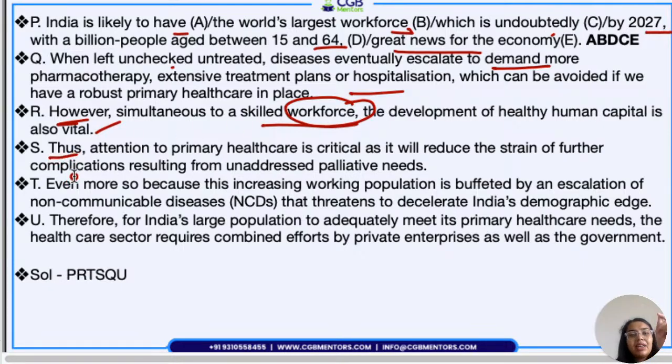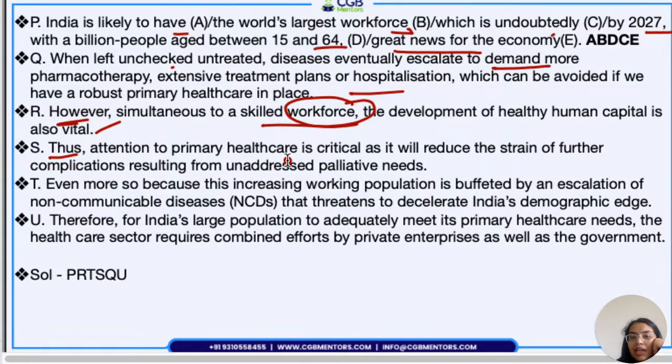Thus does not mean it has to be the last sentence. It is a conclusion that could be found in the middle of your arrangement. You can find it maybe at the second last position or so. So find out whose result it is.